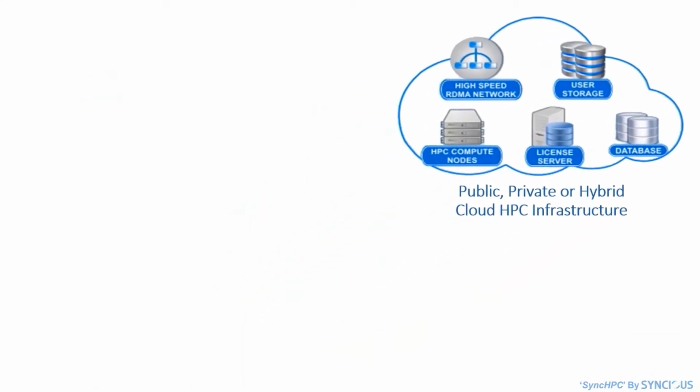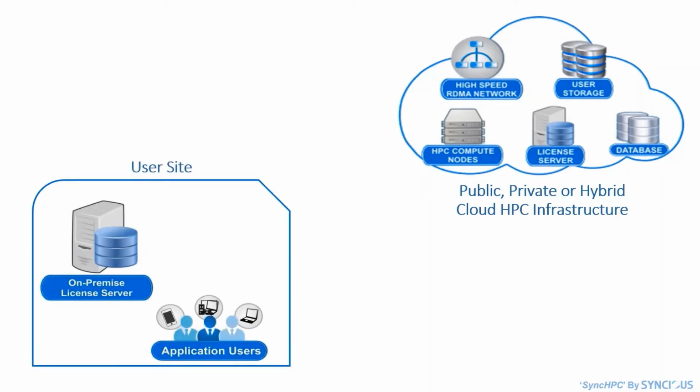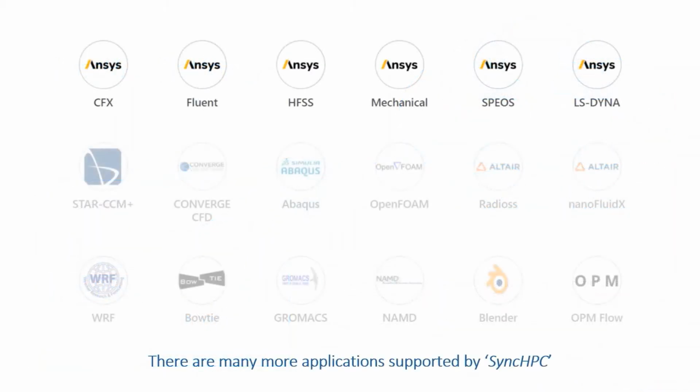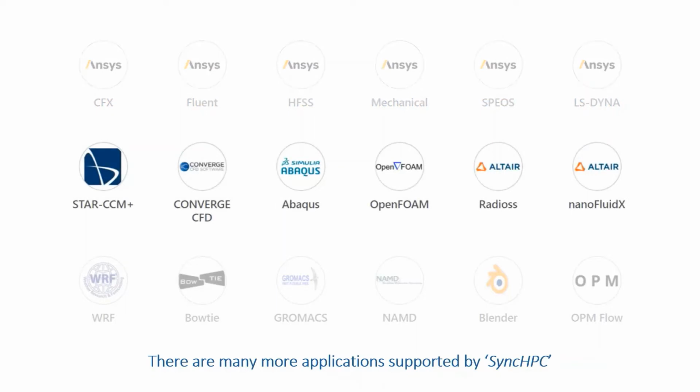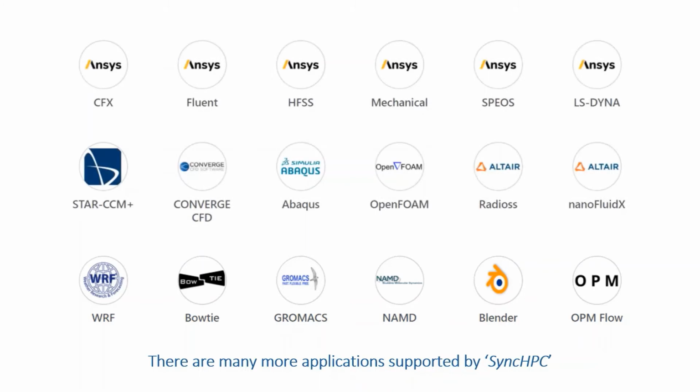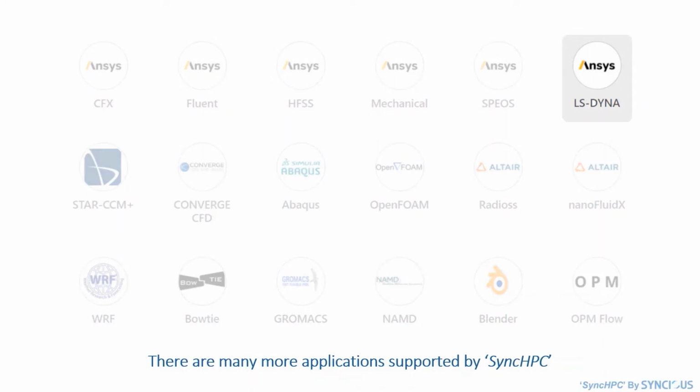This infrastructure is placed outside your premises, but the application users want to access and utilize these HPC machines very effectively. So, they need a highly secured SyncHPC hosting platform to use all components of Cloud HPC infrastructure, for example cloud data storage, HPC compute nodes, etc. Today, many users are performing their big computing application jobs and projects on Cloud HPC with SyncHPC. Users can utilize any application on Cloud HPC. Now, let's see how to use the LS-DYNA application.